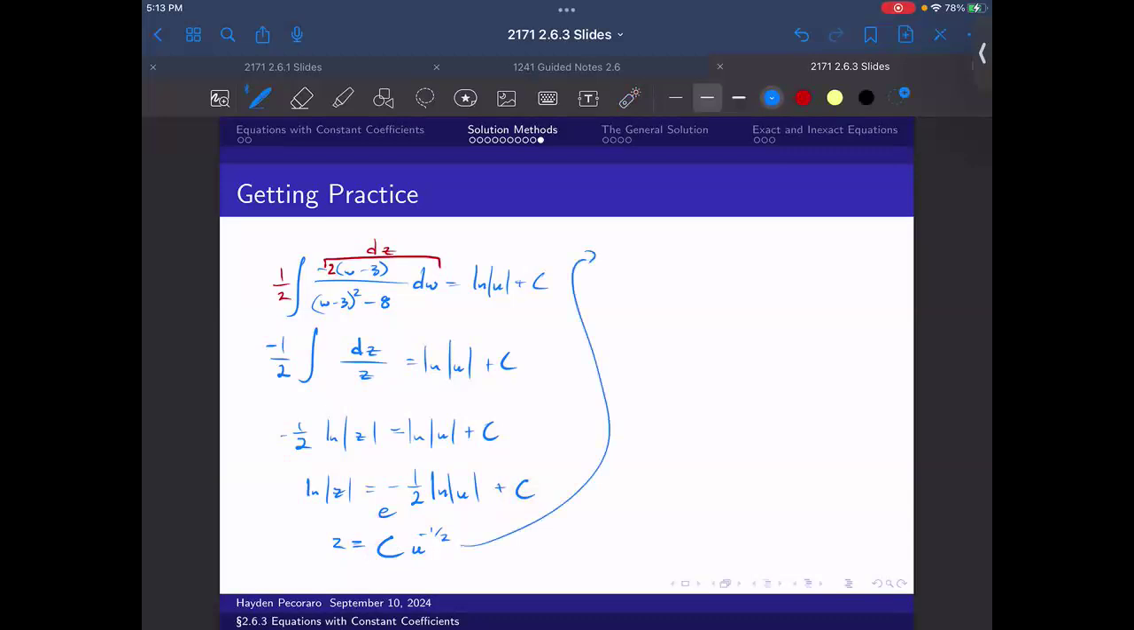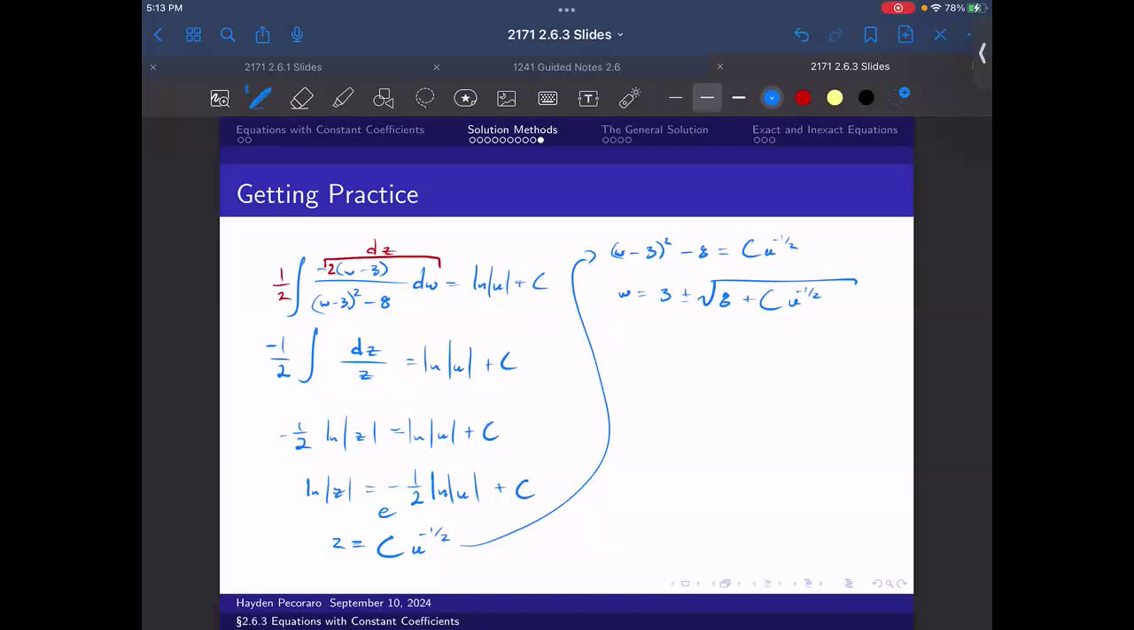And then z, well, z was a little tricky. That was (w minus 3) squared plus or minus 8. Okay, and I do not actually want to multiply that back out. I want to leave it in a form where I can easily solve for w. It equals c times u to the minus 1/2 power. If you go ahead and solve this for w, you'll get 3 plus or minus the square root of 8 plus c u to the minus 1/2.